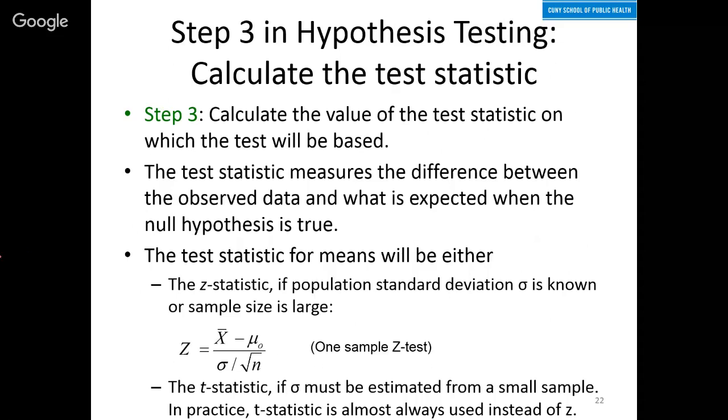And here is how you calculate it for the one sample z-test. It is just the mean of your sample minus the mean under the null hypothesis divided by the standard error. And it's calculated in that same way for a t-test, except with this sigma being an S.